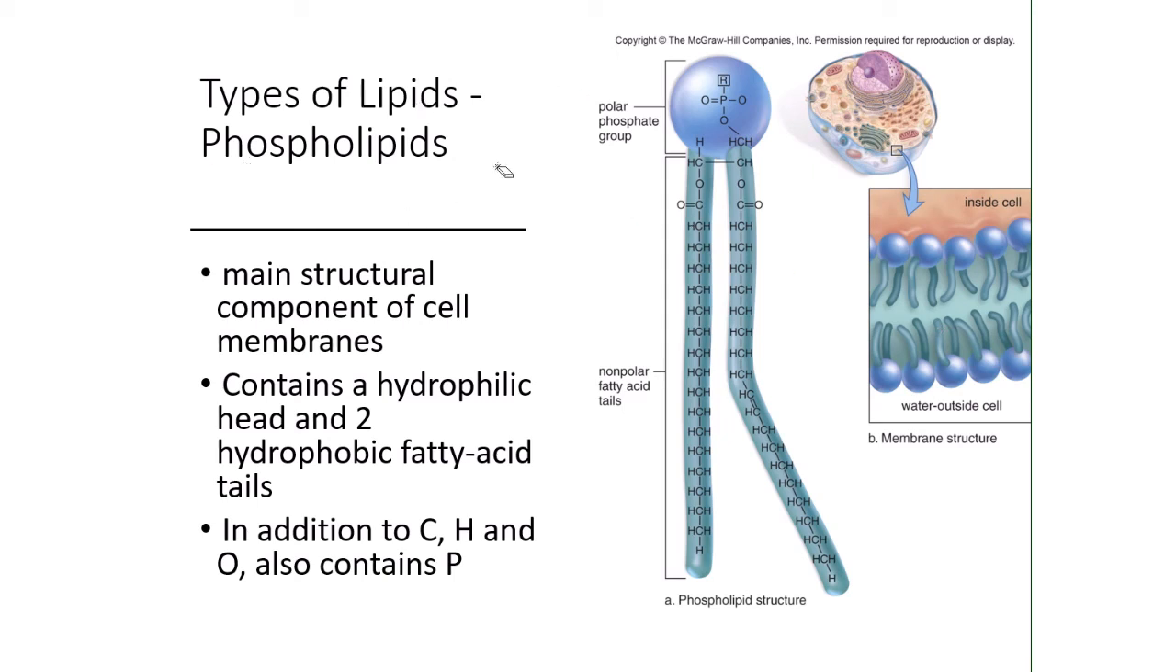So phospholipids are a little bit special compared to other types of lipids because in addition to C, H, and O, they also contain P, phosphorus, right? And that is actually the central component of the phosphate group that forms the hydrophilic head.